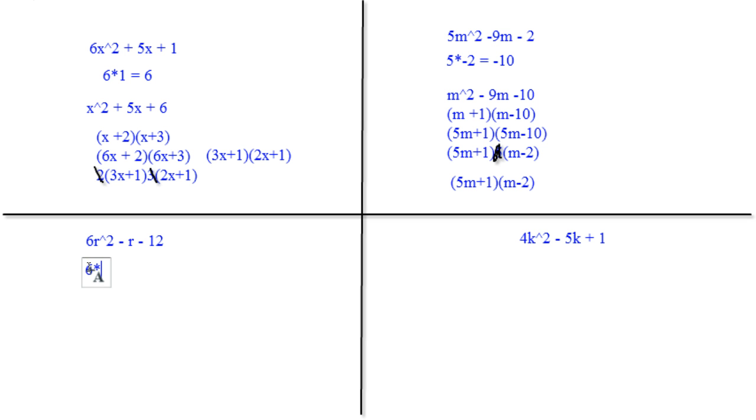Now this one right here, 6 times negative 12, is going to be a negative 72. So this is r squared minus r minus 72. Now you want to pretend there's a 1 there. Whenever you see just the letter alone, put a 1 in front. So what two numbers multiply to negative 72 but add up to negative 1? I think it would be negative 9 and 8. So r minus 9 and r plus 8.